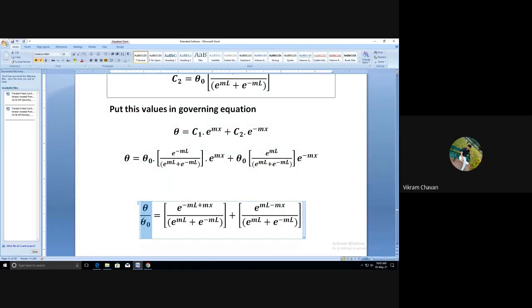Write down theta divided by theta naught will be equal to, in a square bracket, e raised to minus ml plus mx, divided by e raised to ml plus e raised to minus ml, square bracket complete, plus e raised to ml minus e raised to minus mx, whole divided by e raised to ml plus e raised to minus ml. Getting everyone? Have you written this equation?